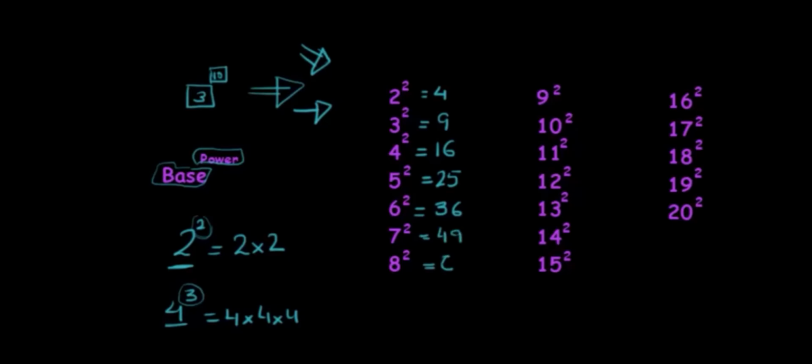8 times 8, 64. These numbers are like gold for you when you're sitting for the GAT test because they come up a lot and they are somehow a bit more important than the timetables themselves. They are very golden kind of numbers. 9 times 9, 81. 10 times 10, 100. 11 times 11, 121, 12 times 12, 144, 13 times 13, 169, 14 times 14, 196.